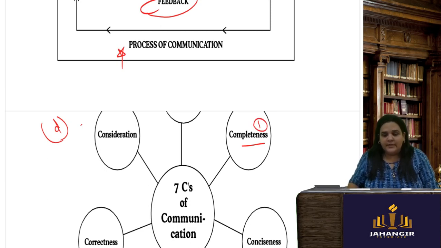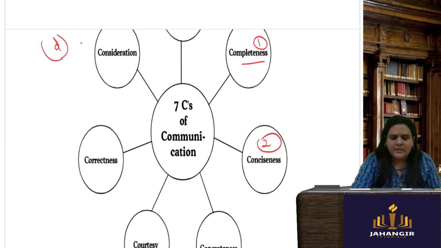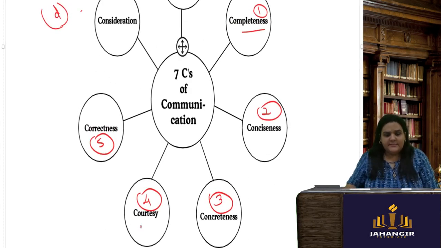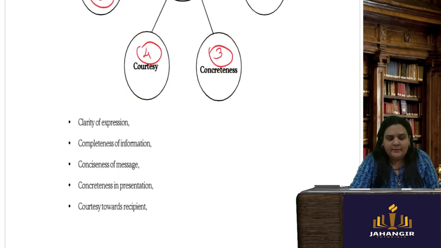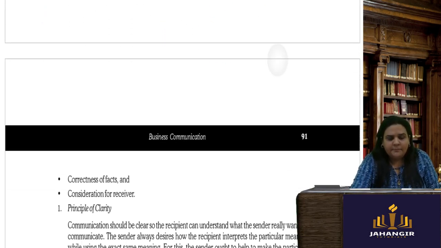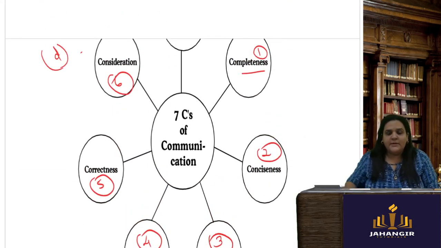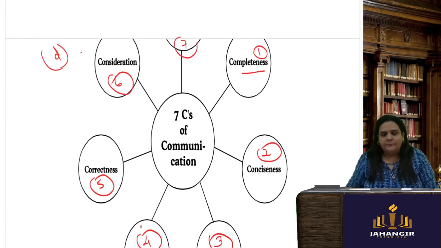Complete communication. Conciseness. We will come to each of it. It has to be concrete. There has to be courtesy, correctness. Then we have consideration. And the last ones will be correctness, courtesy, concreteness, completeness. Yes, the first one in fact was clarity. No problem. So it is 7 C's. So there is clarity, complete information, conciseness, correctness, courtesy, and consideration.